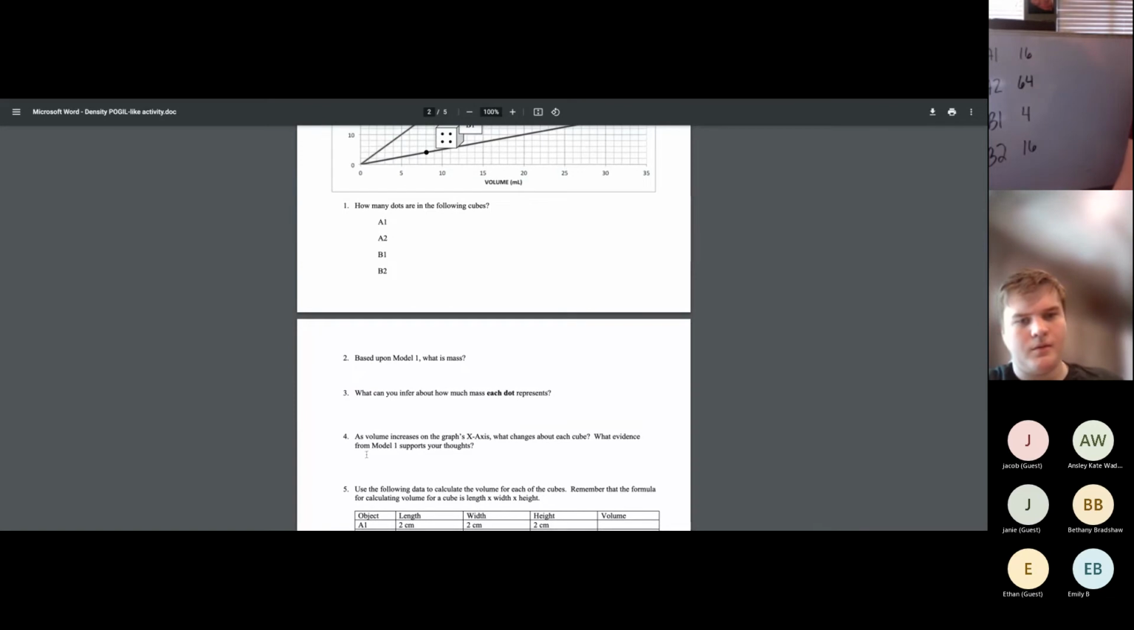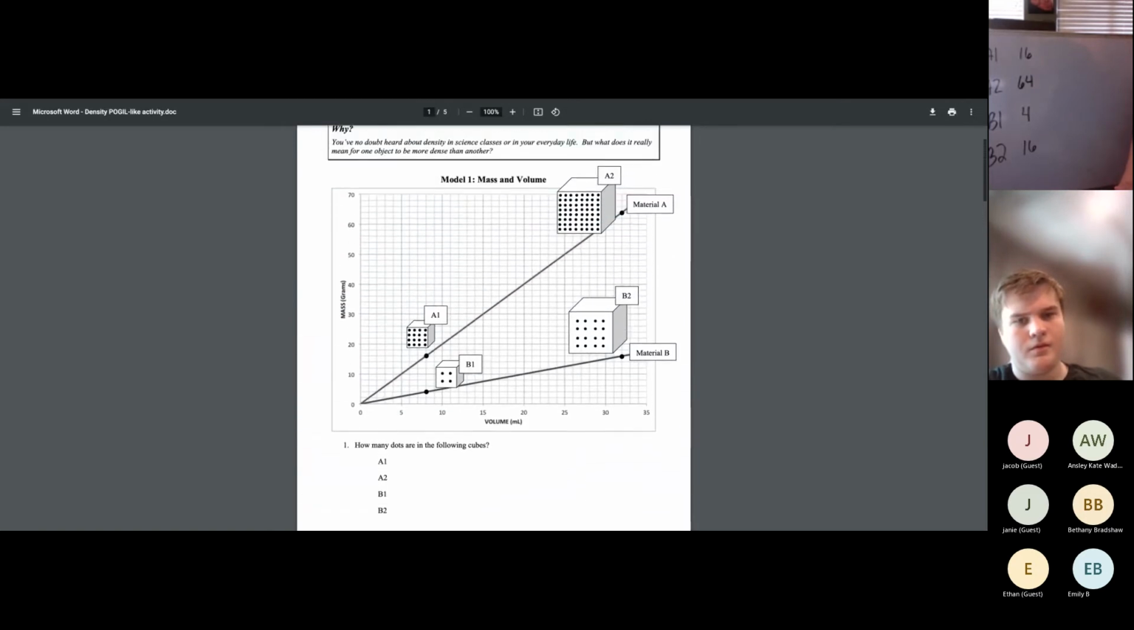So let's answer question 4. As volume increases on the graph's x-axis, what changes about each cube? Looking here, as we track along our x-axis, as we move from left to right, as we read our x-axis down here, our lines go up. So what is different about A1 and A2? How do they relate to each other?